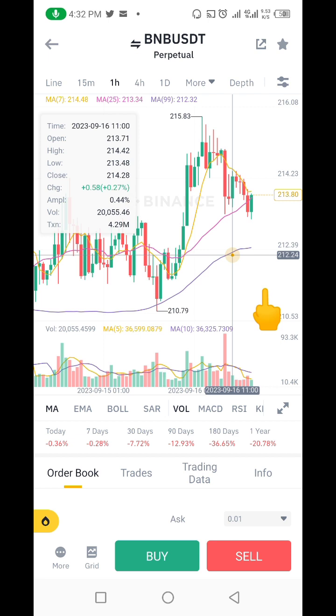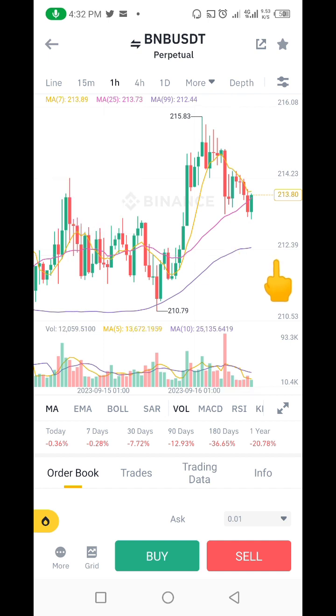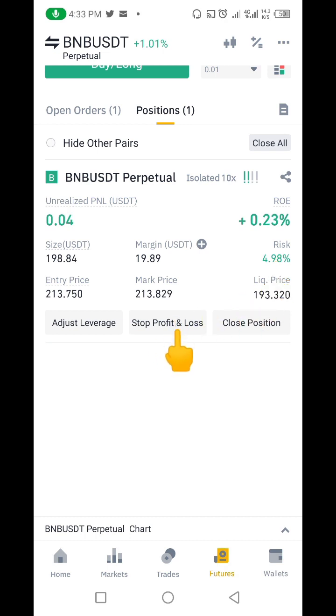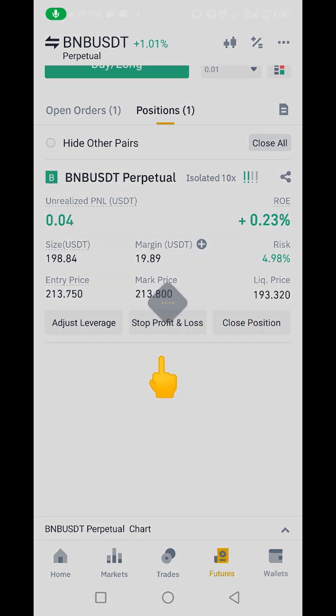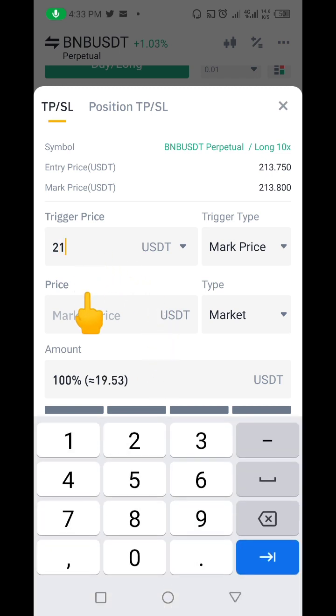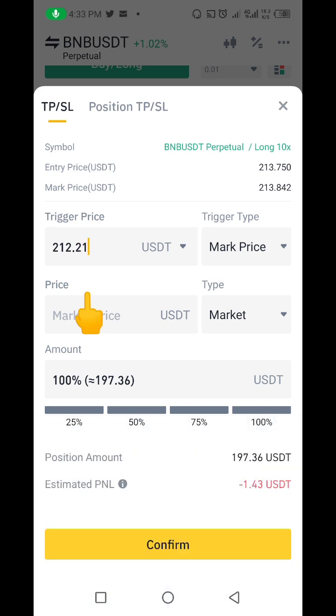So you're going to say, Binance, please, if this trade turns down and begins to go against me and it gets to this point, which is 212.24, please take me out of the trade. Binance is going to do that also for you. So let's come down here now, click on this, then put in 212 dot, let's say 21. That is the spot. Then you can see you're going to be losing $1.43.